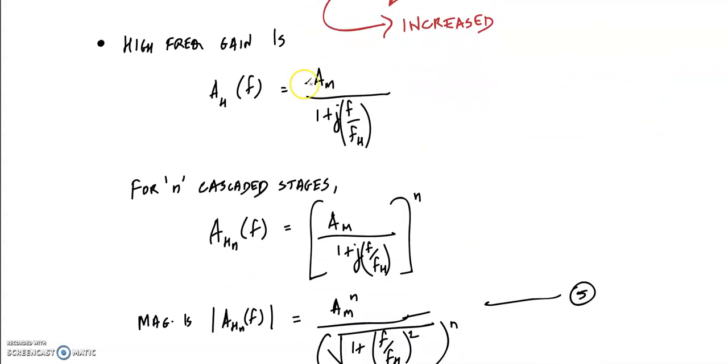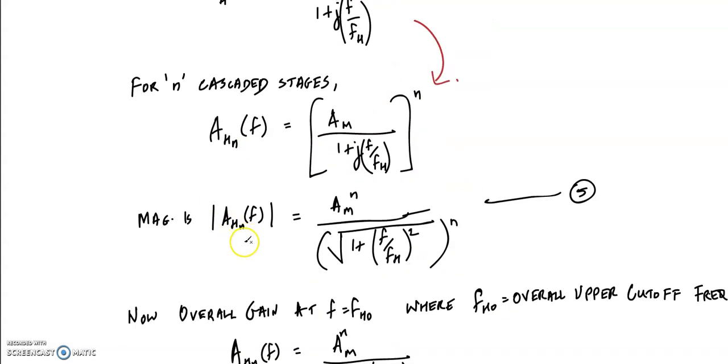Let's go on to high frequency gain. Let's do exactly the same steps. AH of f is given by Am by 1 plus j f by FH. This is the equation we already know. For n number of cascaded stages, this whole thing becomes raised to n. And we take the magnitude here. AH of f is equal to Am whole raised to n by root of a square plus b square form, and you do that.